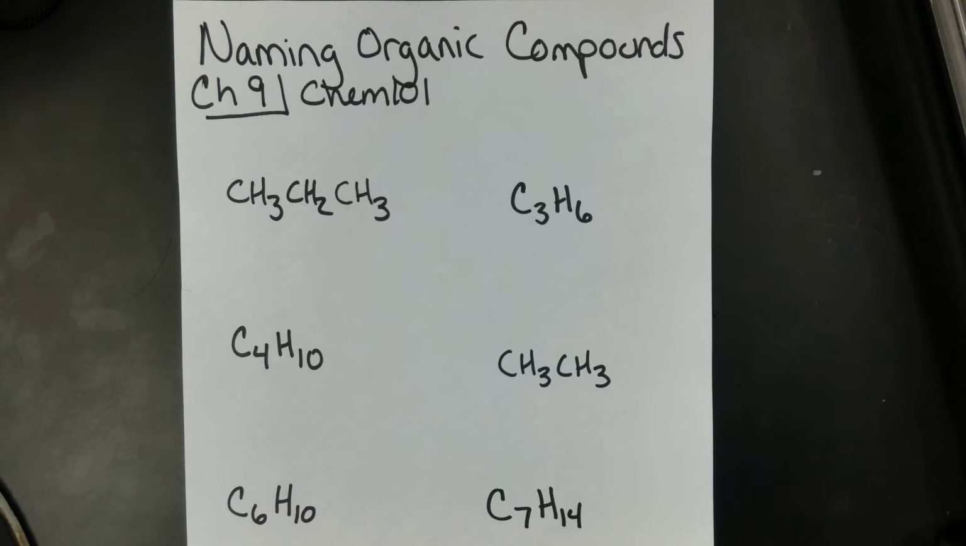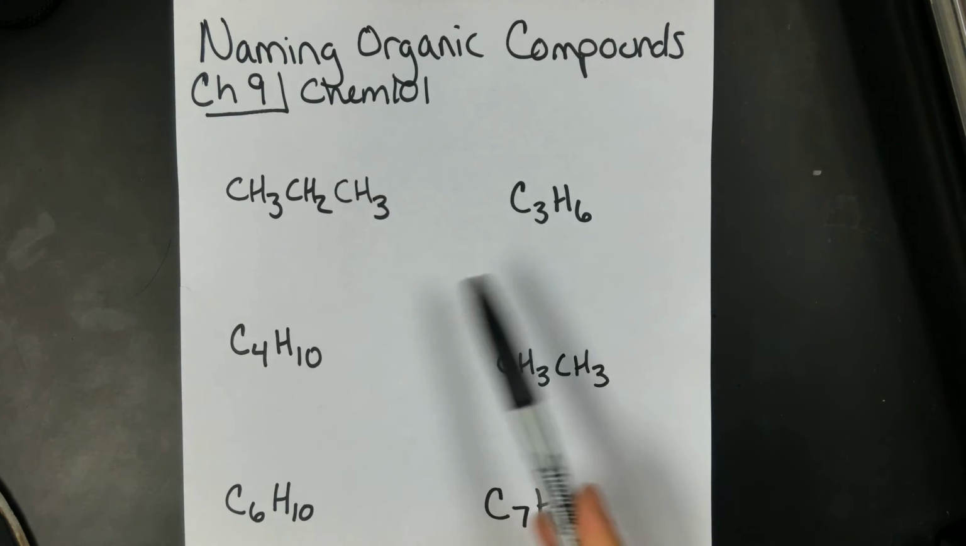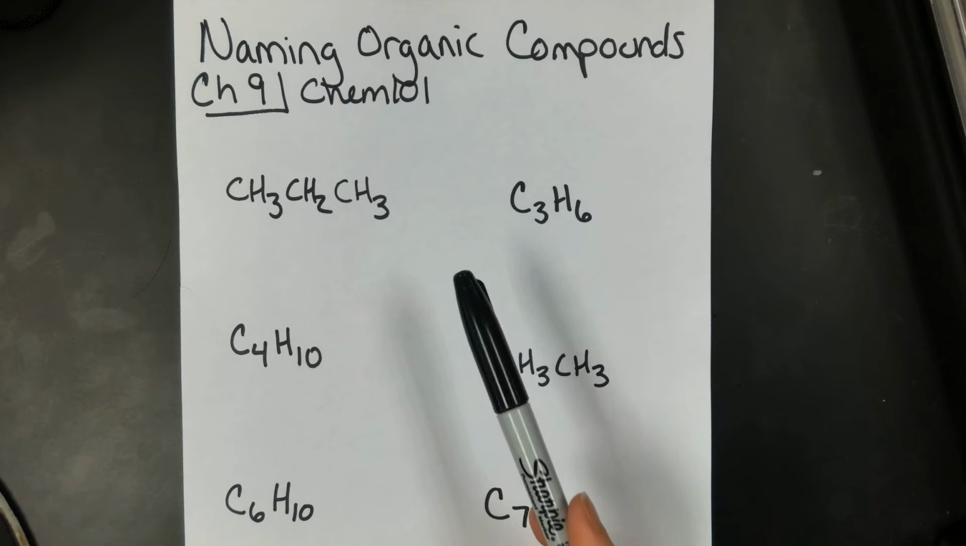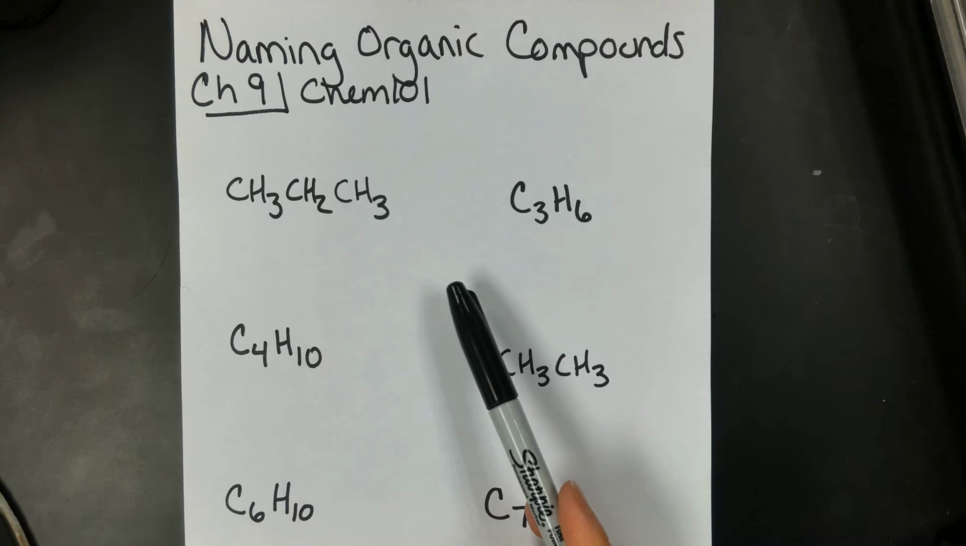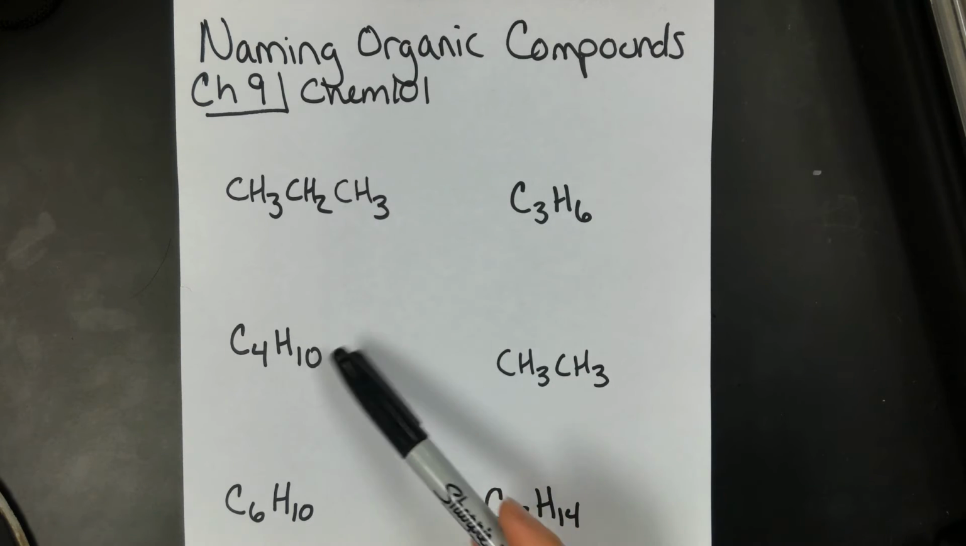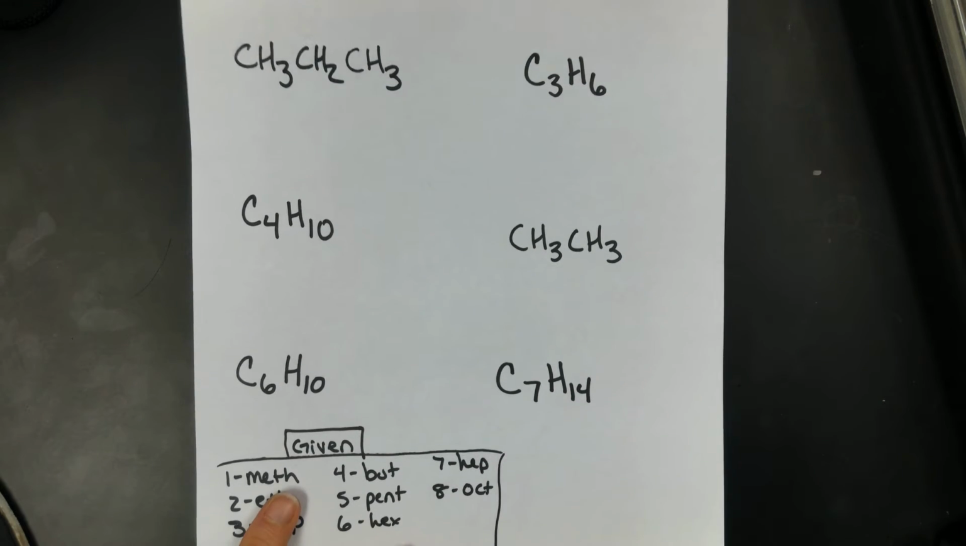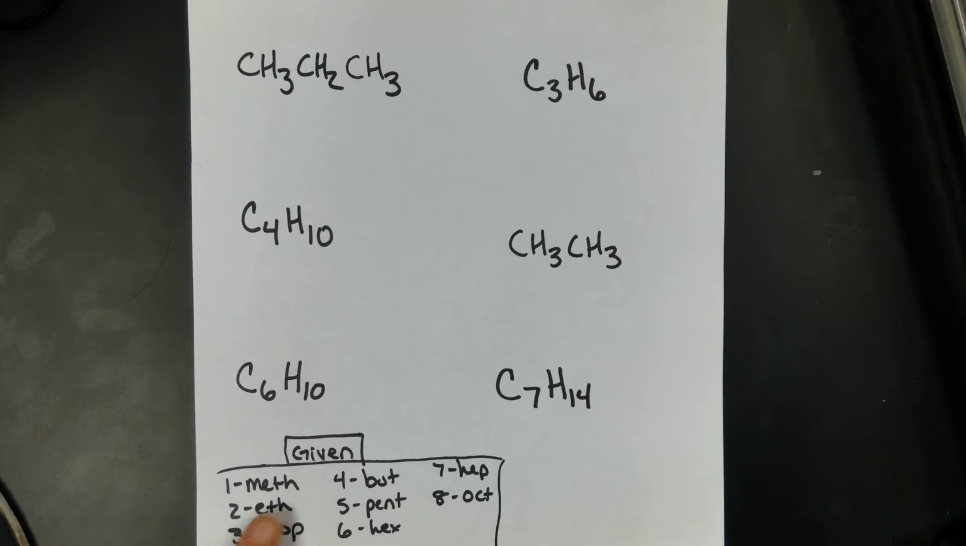Hey guys, so for today we're going to do a little bit of practice from Chapter 9. This is for Chem 101 students. We're going to practice naming just simple organic compounds. We're not talking about anything with any kind of functional groups on it. We're just talking about hydrocarbons, just hydrocarbons. So you will be given this little bit below here where meth is 1, eth is 2, prop is 3.